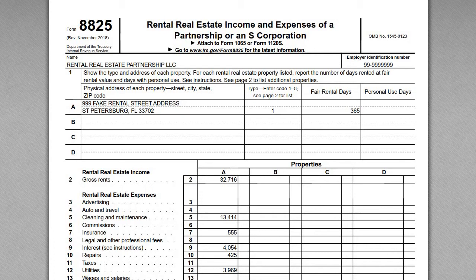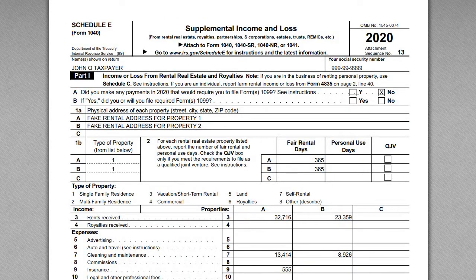Okay, so what a lot of people are familiar with is this other form. Let me flip over to it really quick. This is Schedule E, supplemental income and loss, used to report rental real estate income for individual taxpayers. So if you're an individual taxpayer, we have John Q here, and you're filing a Form 1040 and you own rental property, you would attach Schedule E to your Form 1040, and this is where you would report the income and expense for each of your properties.